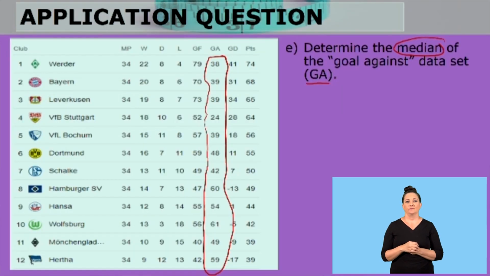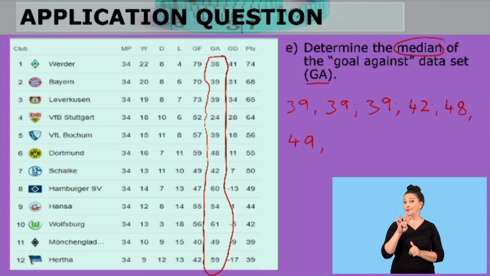So for that lot, we'll start with 39. Then we have another 39, and then another 39. Then I have 42. Then I have 48. Then 49, 54, 59, 60, and lastly, 61. All the values are arranged in ascending order.